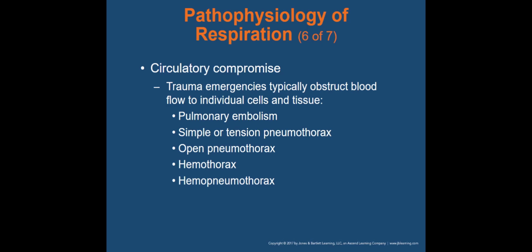A simple pneumothorax means there's simply air in the thorax and usually isolated to one side or one part of the thorax, where a tension pneumothorax actually accumulates to the point that it begins to shift the other organs within the mediastinum. An open pneumothorax means there's open air in the thorax. A hemothorax means there's blood in the thorax. And then, of course, the hemopneumothorax is blood and air within the thorax.